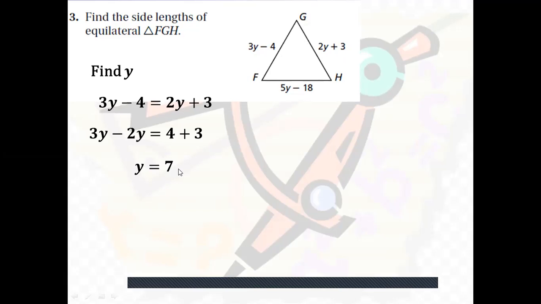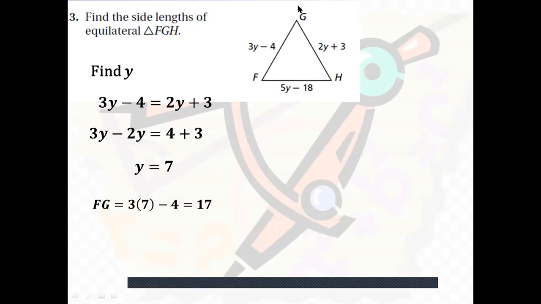Now almost you have found the variable value. So all you need to do is substitute in any one of the expressions and find out the length. So let's find the length of FG first. 3y minus 4, which means 3 multiplied by 7 because the value of y is 7. So 21 minus 4 will give you 17. Now be smart enough. You don't need to calculate 2 multiplied by 7 plus 3, 5 multiplied by 7 minus 18. You don't need to do all that.